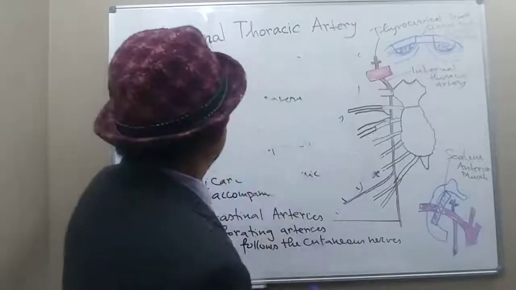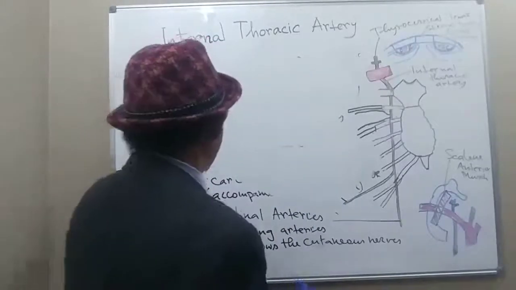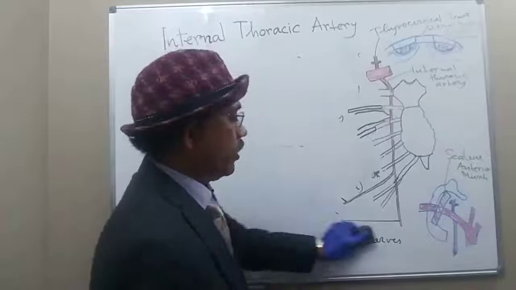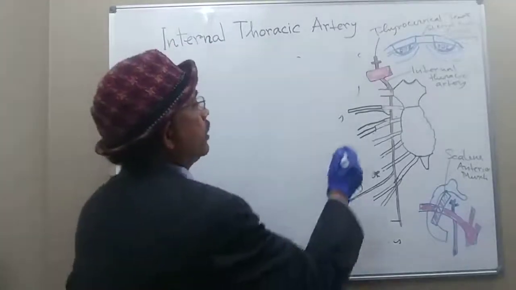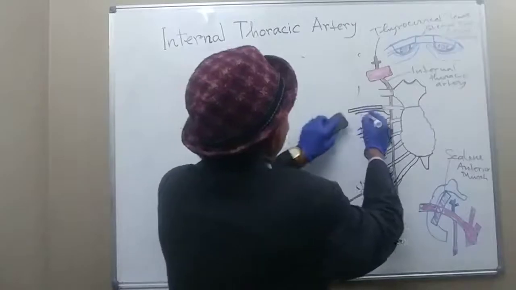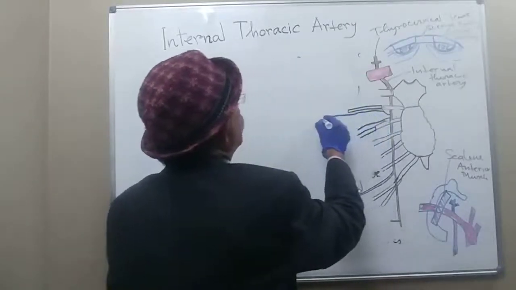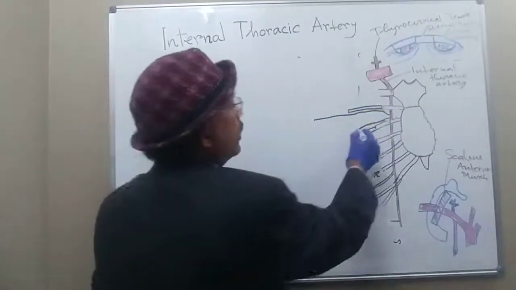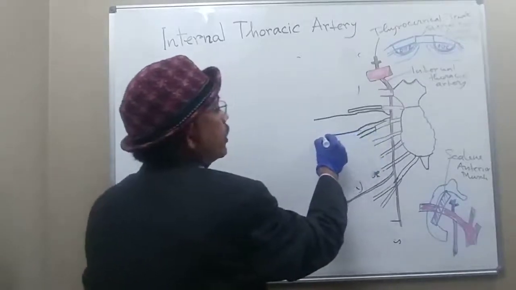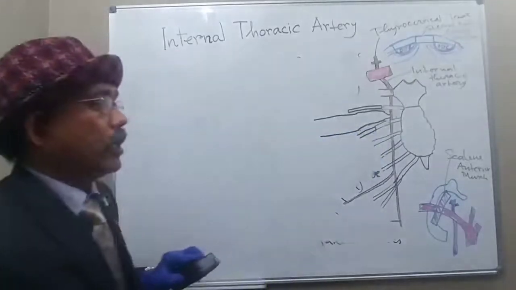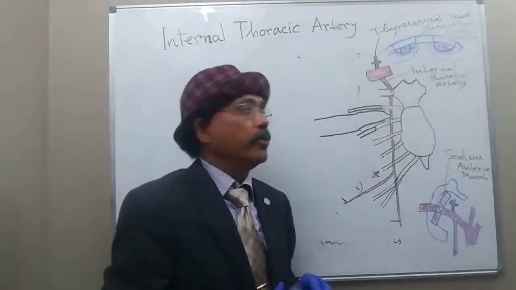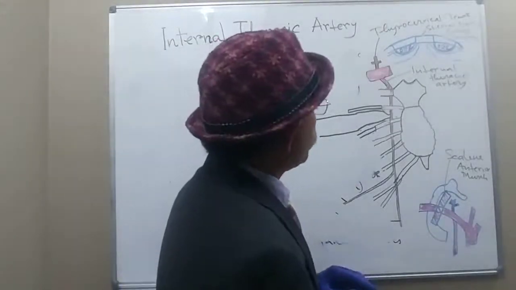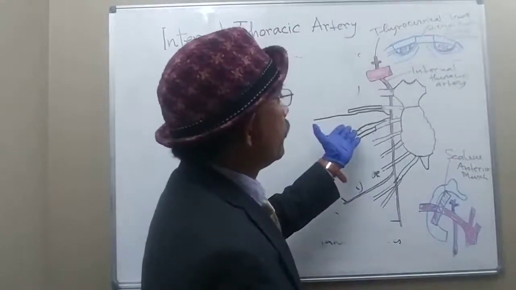We must remember that the anterior intercostal artery will unite with the posterior intercostal artery. In each space there are two anterior intercostal arteries. One will unite with the posterior intercostal artery, and the other will unite with the collateral branch of the posterior intercostal artery. So we have gone through the branches of the internal thoracic artery.